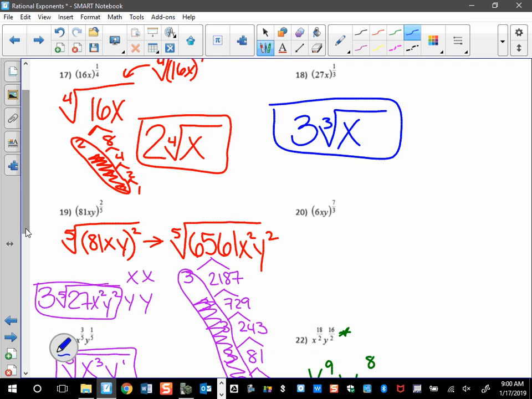Number 20, what was it when you switched it to a root? So, just your first step. Cube root, parentheses, 6xy to the 7th, like that? Parentheses. Yeah, it wouldn't be mean enough otherwise. So that's cube root. What number is that, Sabrina? 7.